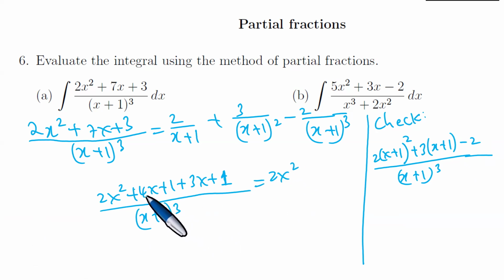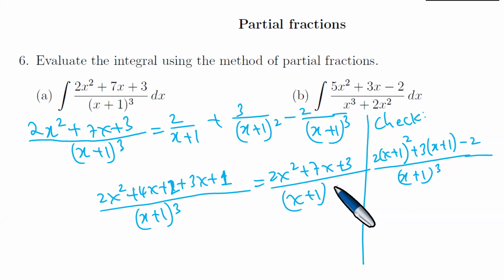Two x squared, and then you add the 4x and the 3x. You have 7x plus. Okay, let me see. And then the constants would give us what? Yeah, this one is a 2. If you distribute it, it's going to be 2 plus 3 minus 2, giving us a 3, divided by x plus 1 cubed. Just a warm up exercise. So obviously, this can be broken down into these partial fractions.